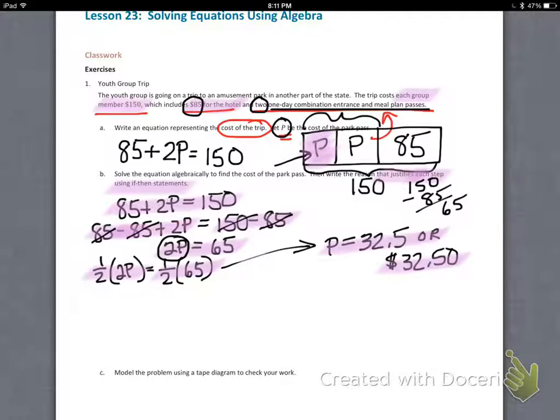Okay, and part C of this problem asks you to model the problem using a tape diagram to check your work. Now we've already done our tape diagram up here, so we've already taken care of that. But you can do the same.